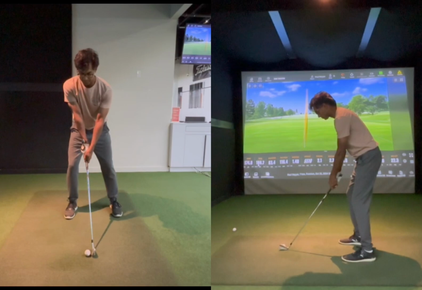Now it's going to be exactly the same for driver. Like I said, the only difference is you're going to be hitting up on the ball rather than down on the ball.